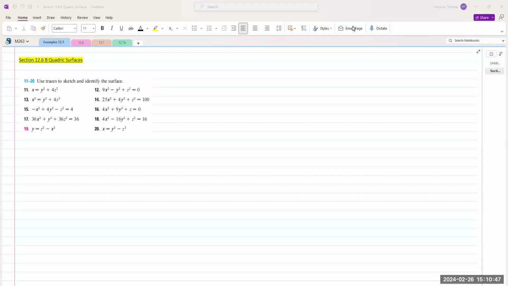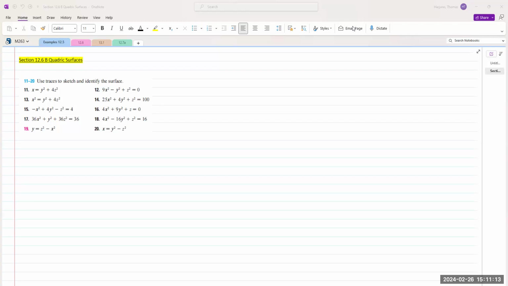Hello everyone, today I will work on some exercise problems from section 12.6, only part B, quadratic surfaces. My assumption is that part A, the cylinders, is already something you can easily understand.